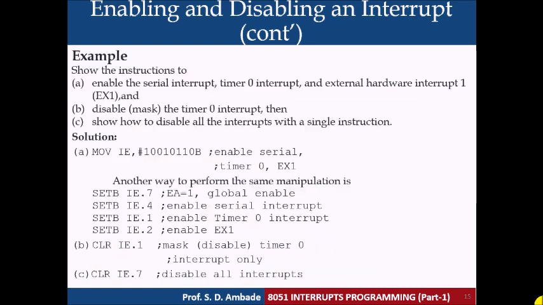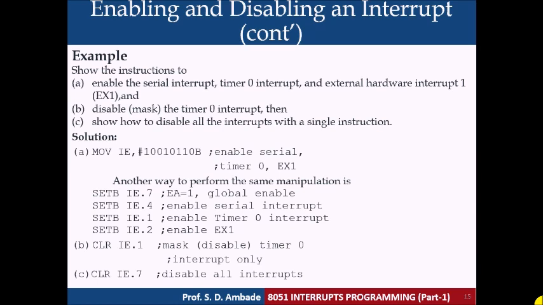The example of how to enable or disable an interrupt. A: show the instruction to enable the serial interrupt, timer 0 interrupt and external hardware interrupt 1. B: disable, mask, the timer 0 interrupt. Then in C, show how to disable all interrupts with a single instruction.